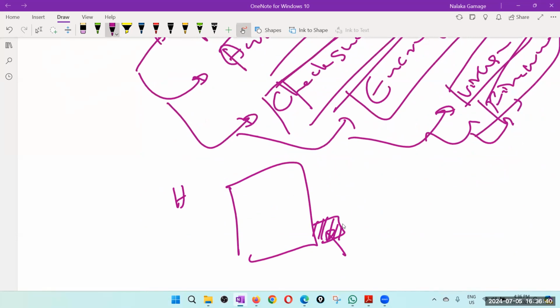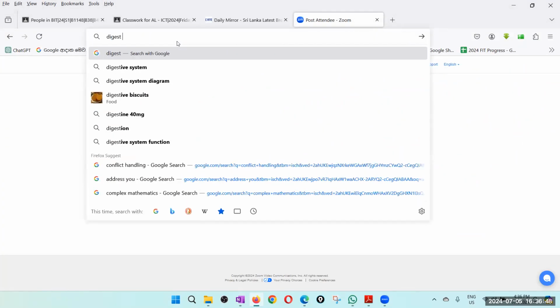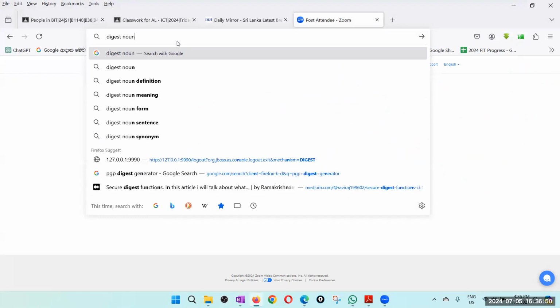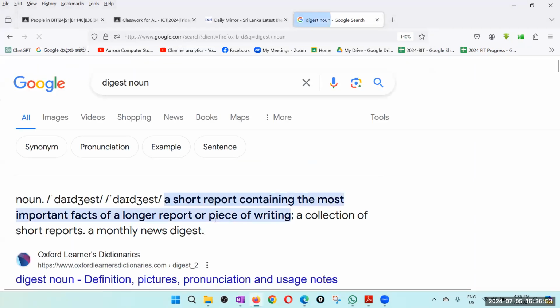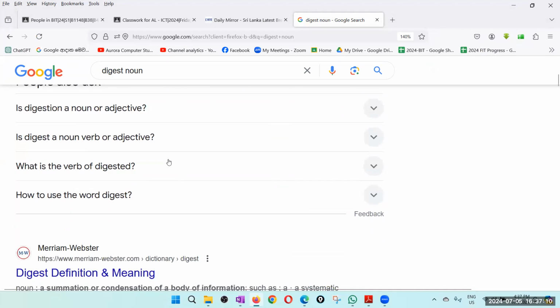What is the meaning of digest? Digest. Noun. Short report containing the most important facts. Collection of short reports, monthly news digest. Remember, there's something called digest. There was a magazine called Digest or Reader's Digest. I think it's no longer there. Okay.